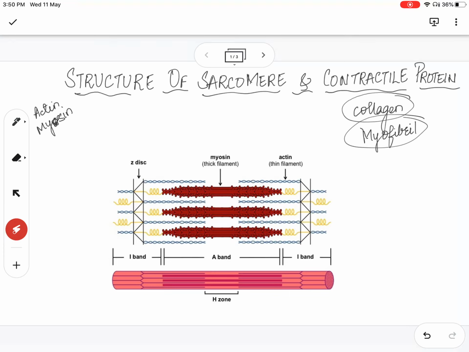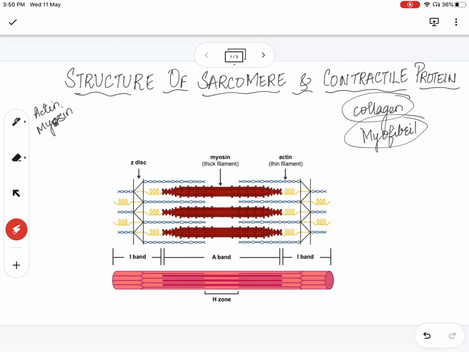Okay, then in between this I band, there is a line passing through. If you can see this dark black one, that is called the Z line. The Z line is going to bisect this thin filament. Basically, these thin filaments are attached to this Z line itself, which is going to separate our actin filament on one side from the actin filament on the other side.